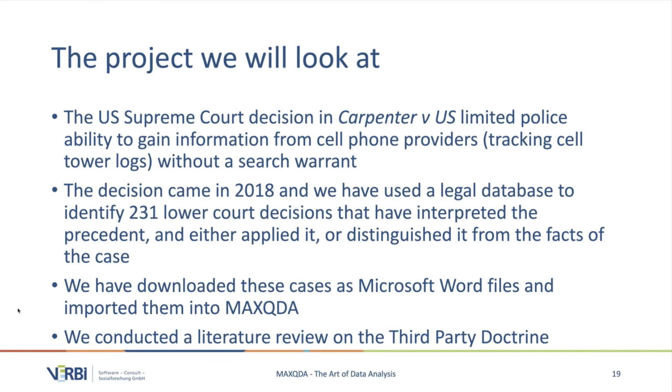Now, I know not all countries have that, but this doesn't really matter for us because I just want you to have a very quick understanding of what we're doing. So the decision came 3 years ago, 2018. We used a legal database, and ultimately we identified 231 lower court decisions from all courts all across the country, both federal courts and state courts, that have interpreted and applied the new precedent. They either applied it or they distinguished it from that original precedent.